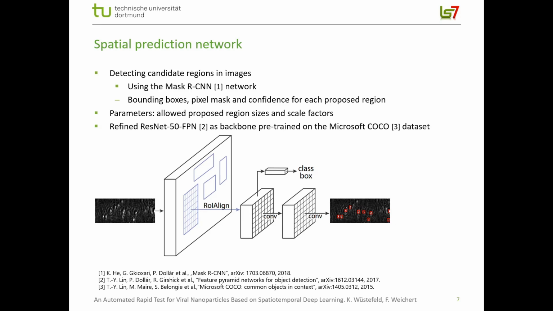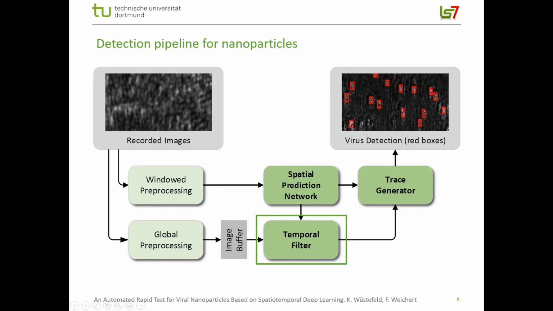As a backbone, we use the ResNet50 feature pyramid network, which was pre-trained on the natural images of the Microsoft COCO dataset and just fine-tuned it to our detection task. As we now have the spatial prediction and the globally preprocessed images available, we can check if the predictions are caused by a particle of interest, or just by a dust particle or another disturbance.